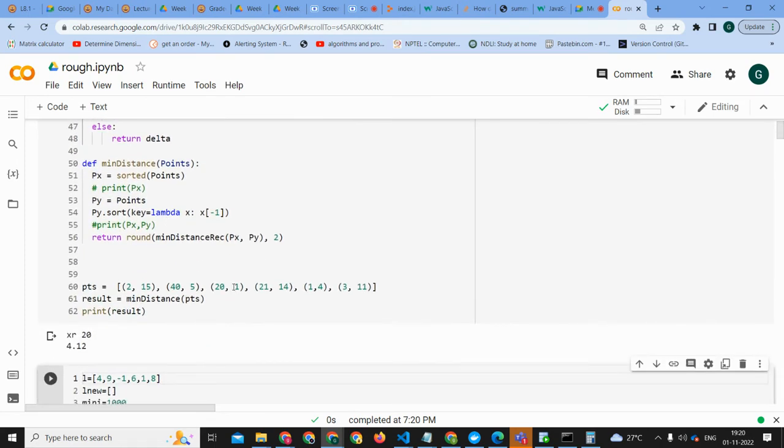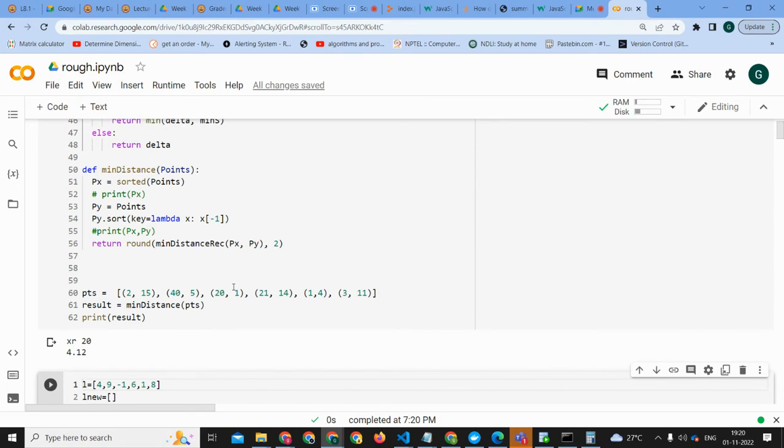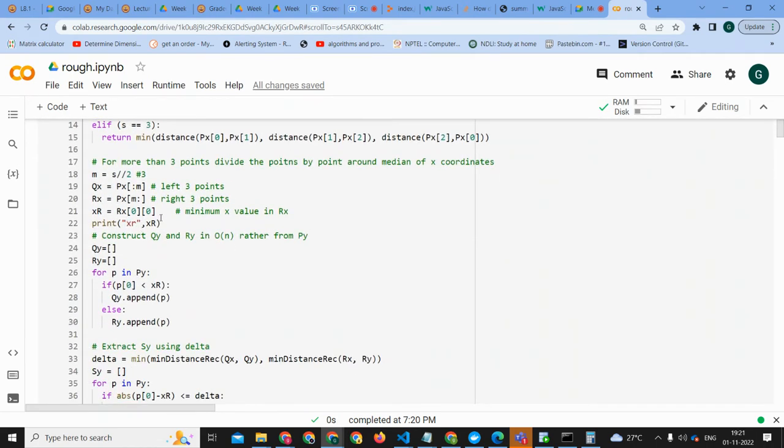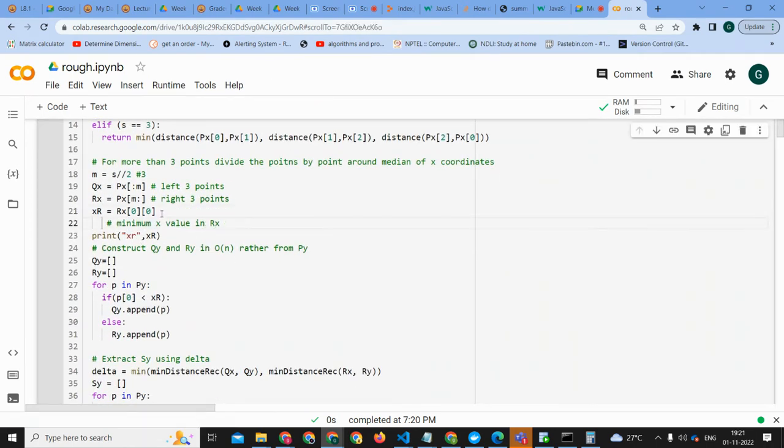Okay, what's happening here? Sorted, sir, then it will become that close. Correct, sorted, Ravina. We can print Rx, we can find it, I think. This is the point, right?